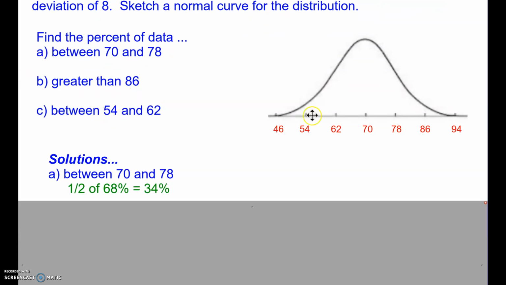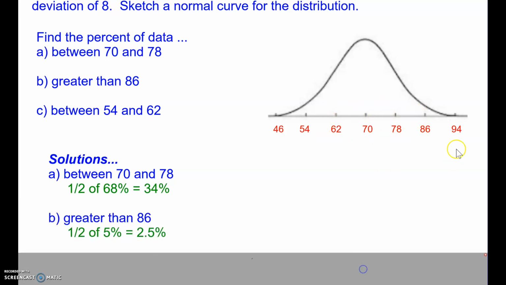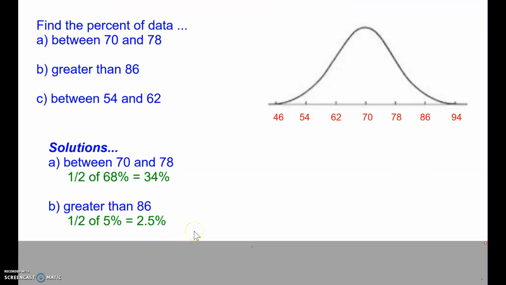So greater than 86. Well, here's the mean, 70. One standard deviation is 78. Two standard deviations is 86. So we want to know what's above the 86. So that's excluding everything that is in these 2 standard deviations. If I look at these 2 standard deviations, that's 95% of the data, and I only want the upper half. I'm sorry, that would be half of 5%, which would be 2.5%.